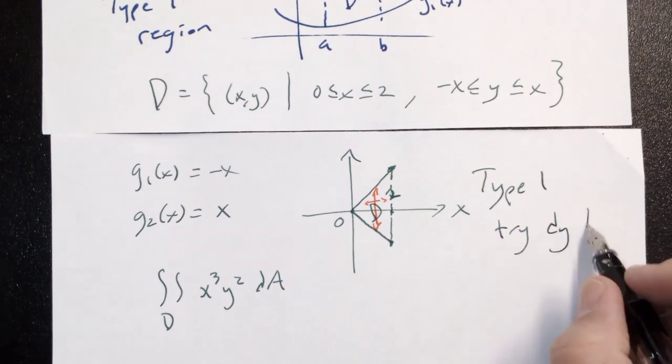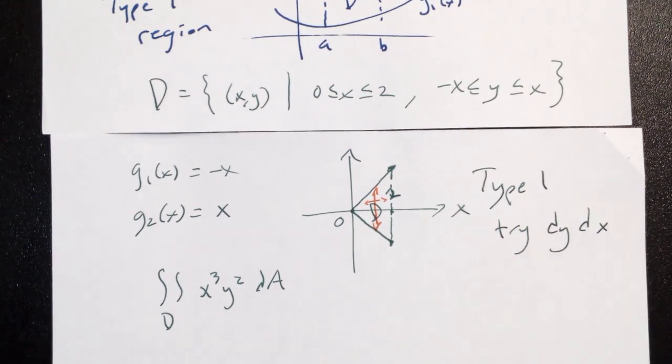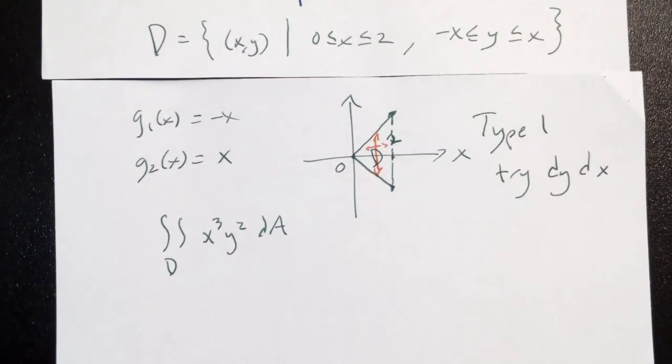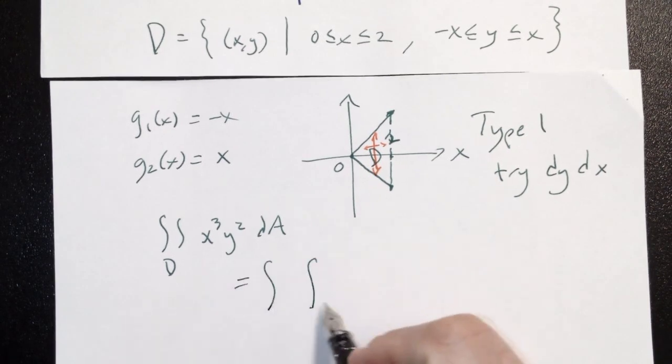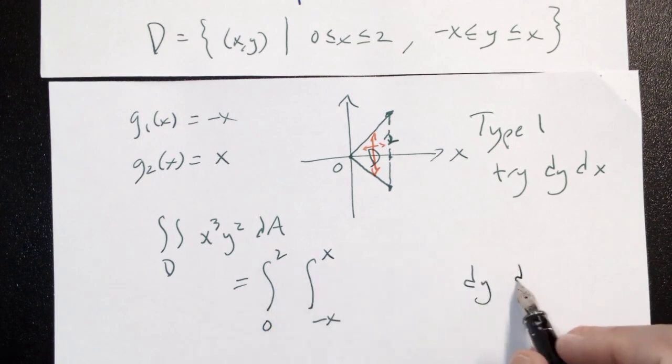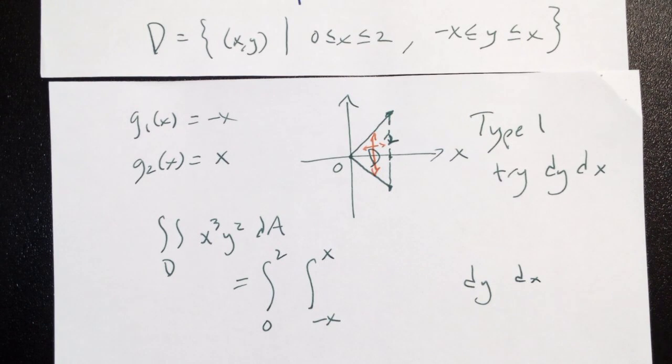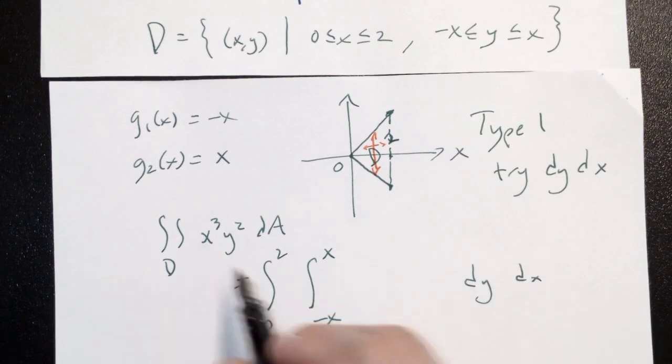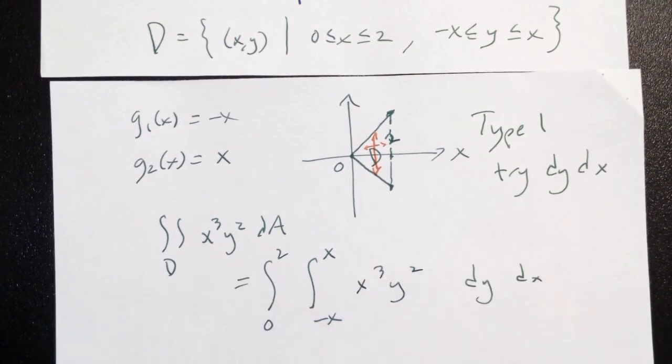Try to write this dy dx. So I say to myself, I'm going to put the boundaries in y on the inside integral, and I'm going to put the boundaries for x on the outside integral. So instead of dA, now I have a dy dx integral. And then this function stays exactly the same. So I've used the same idea as I did in Fubini's theorem.